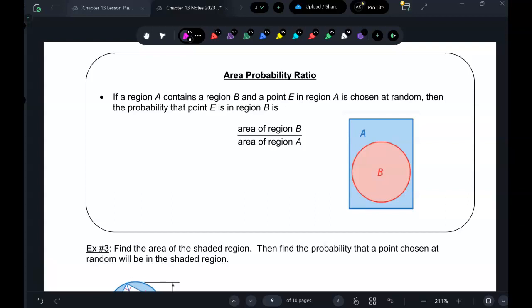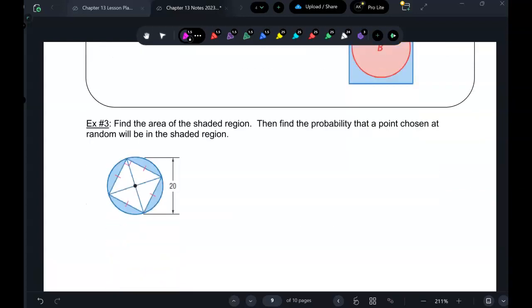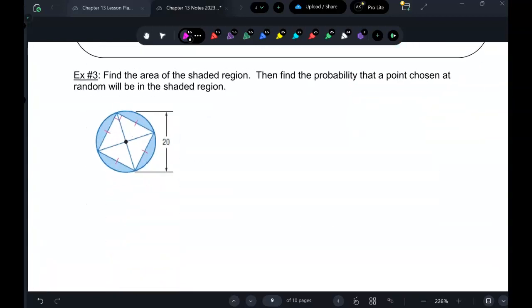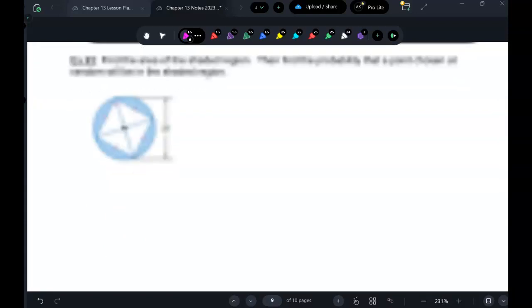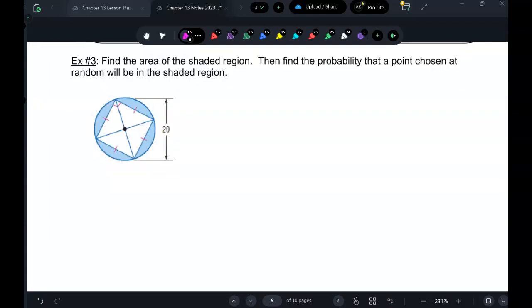All right? Are we going to do it where it's like this, but in 3D shapes? We're not doing volume. Only area.